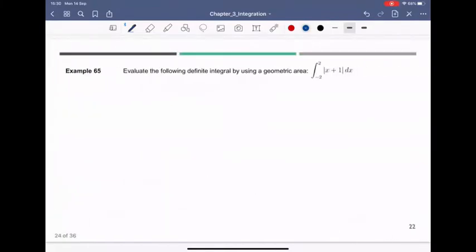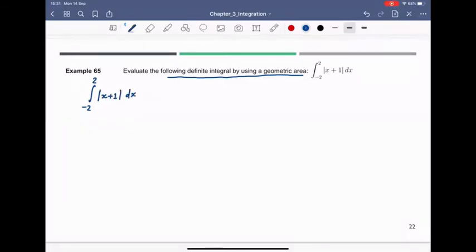So let's look at example 65. This is going to be a good one to sum up your idea about the definition of definite integrals. So example 65, I want you to use the definite integrals. Find the value of this definite integral by using a geometric area. All right. So let's look at this. I want to compute the integral from negative 2 to 2 of absolute value of x plus 1 dx.